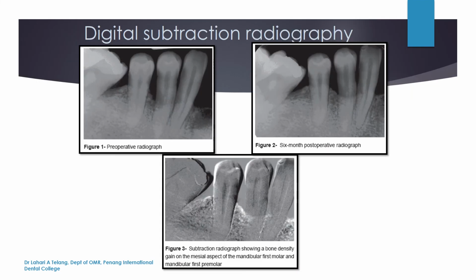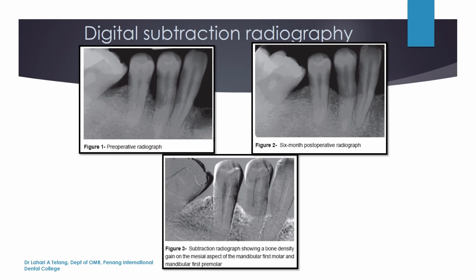Digital subtraction radiography. These are images of a patient, two images taken 6 months apart of the same area, pre bone grafting and post bone grafting. You will observe that there is an increase in the height of the bone, especially in the premolar area. You can see an angular bone defect, and the bone defect seems to have improved over a 6 month period post operatively. And this difference is very clearly visible on a subtracted image.